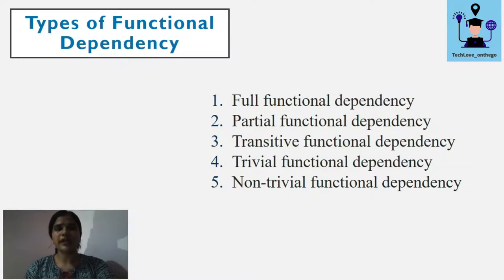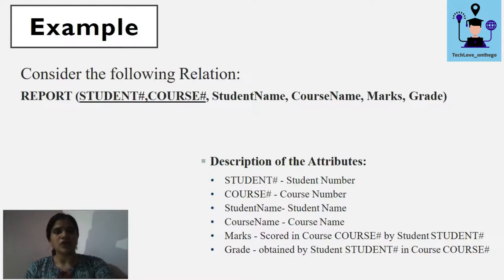So here are some types of functional dependencies: fully functional dependency, partial functional dependency, transitive functional dependency, trivial functional dependency, and non-trivial functional dependency. So let's discuss them with the help of an example.